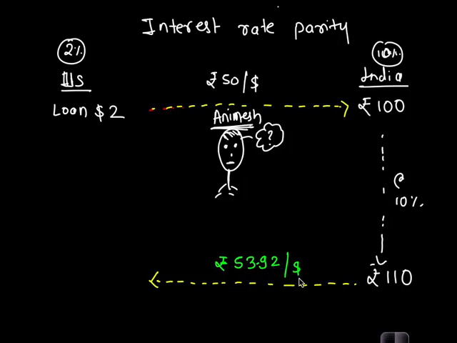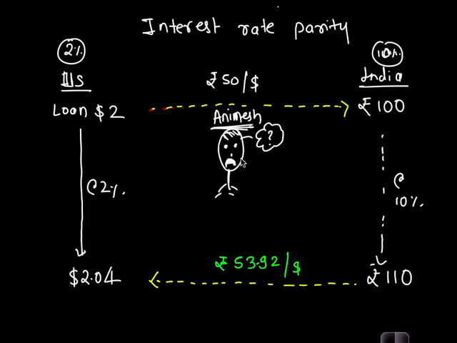So Animesh says okay. Then he tries to convert 110 rupees to US dollar at the rate of 53.92. How many US dollars will he get? He will get 2.04. And how much does he have to pay to the bank? 2.04. And how much is he left with? 0. So the whole exercise resulted in no profits but just the transaction cost.